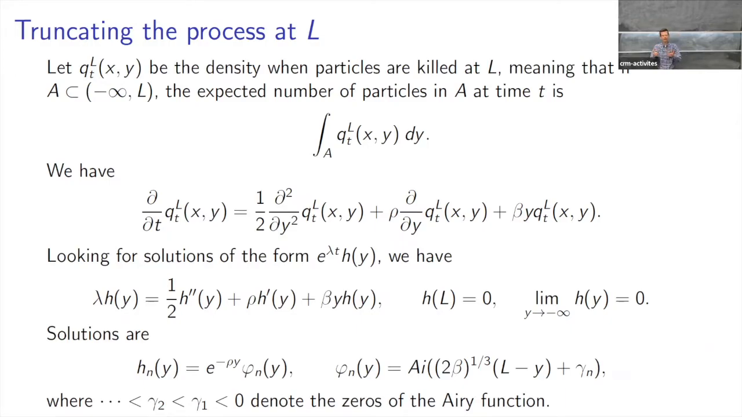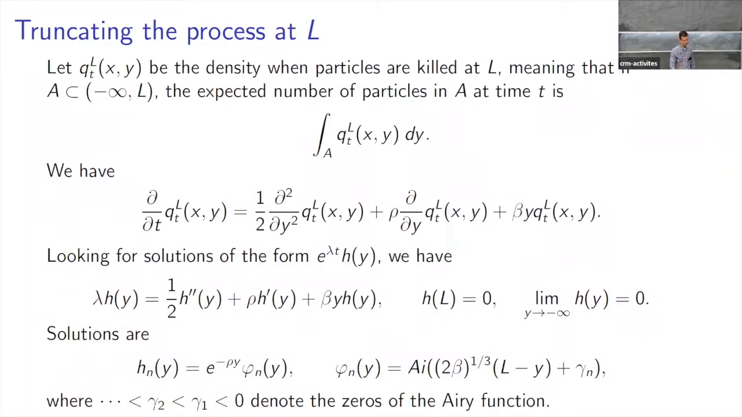Now, much like we did for branching Brownian motion in a strip, we can solve this partial differential equation using spectral methods. So we can look for solutions of the form e to the lambda t times h of y, and one can then just check that h of y would have to satisfy this second order differential equation here. And h needs to be 0 at the boundary L, and also h of y should tend to 0 as y tends to minus infinity. Because of this y times h of y term that appears, this is actually a simple transformation of Airy's differential equation, and the solutions can be expressed in terms of Airy functions.